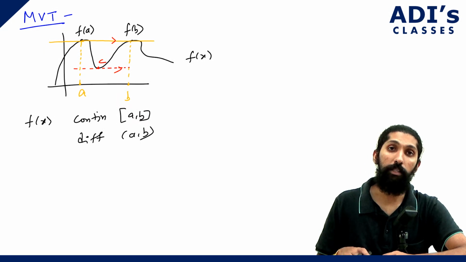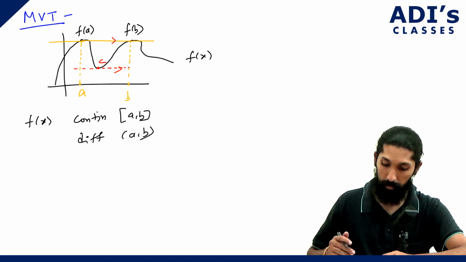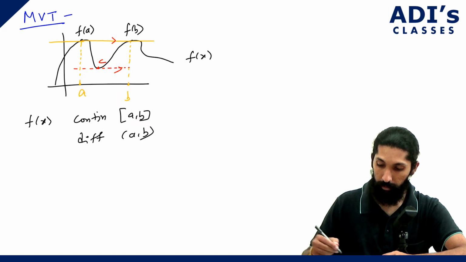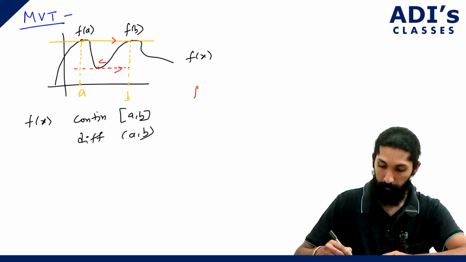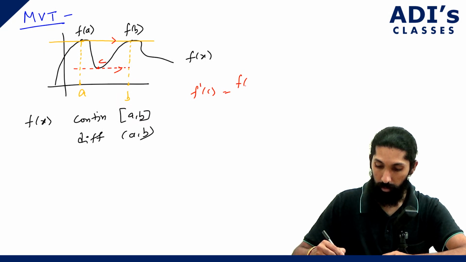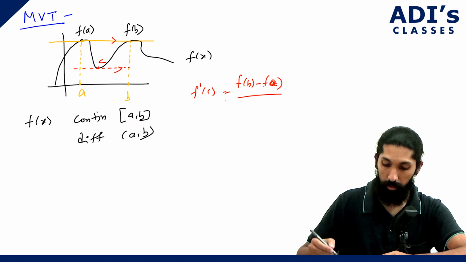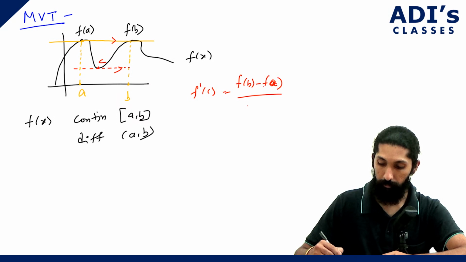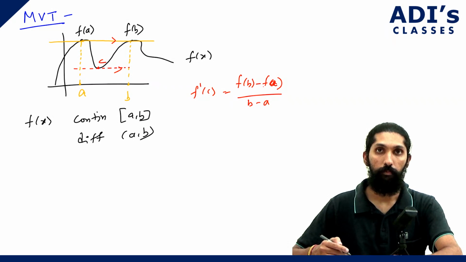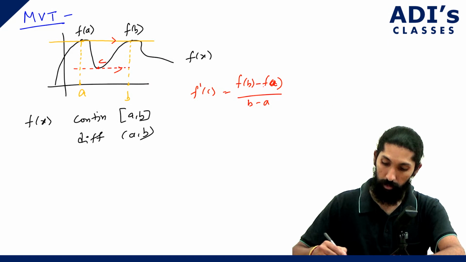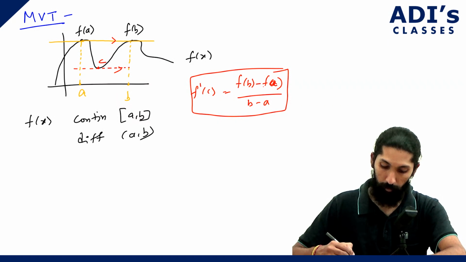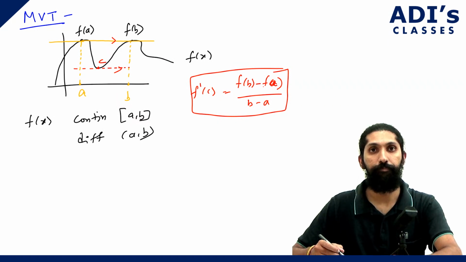So mathematically, how do we do it? Mathematically, you can write f dash of c is equal to f of b minus f of a divided by b minus a. This becomes the formula for the mean value theorem.